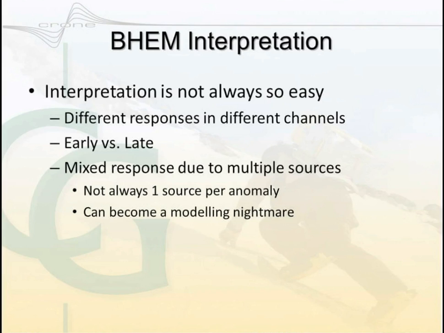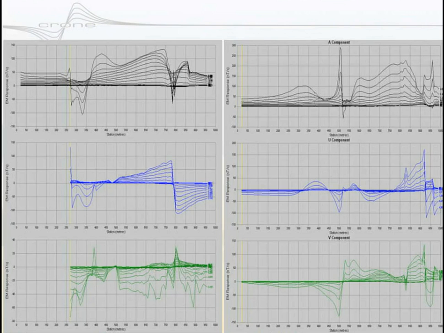Also, you can get mixed responses here. You don't always have one source per anomaly. Sometimes you might have a couple of sources and you end up getting a mix between a bunch of different things. So modeling can become a nightmare pretty quick, especially when you're trying to model a lot of different plates. This is just an example of some data. You can see it's pretty complex, and you don't just have one anomaly in the hole that you can satisfy with one plate. You're probably going to need a few plates to describe what's going on here.